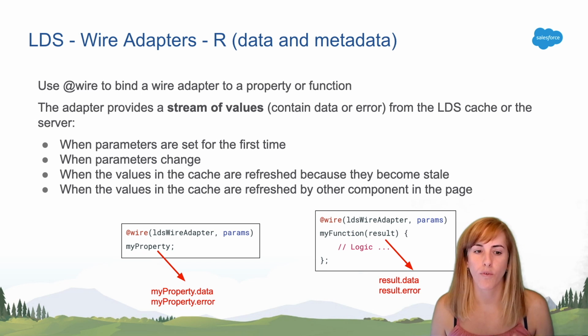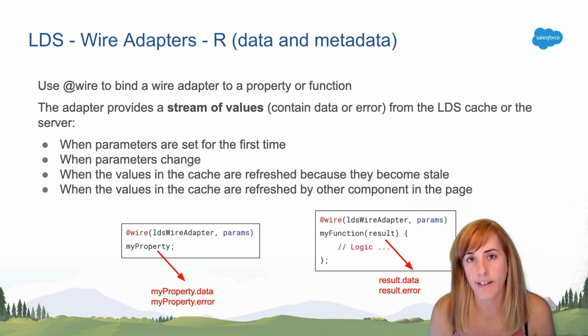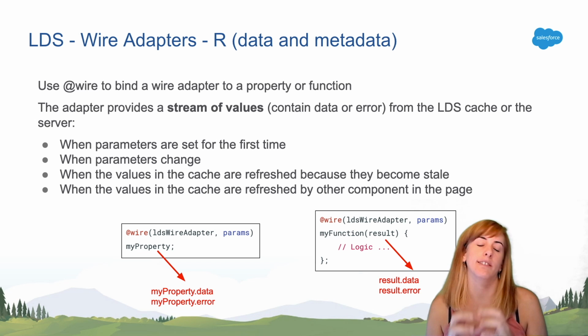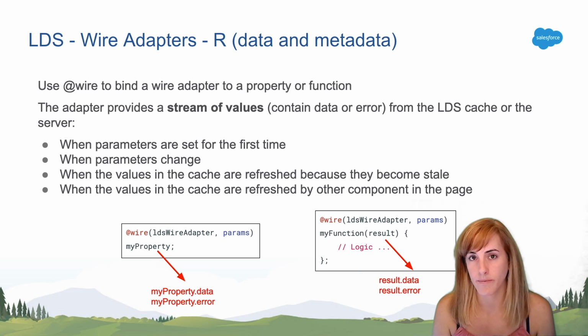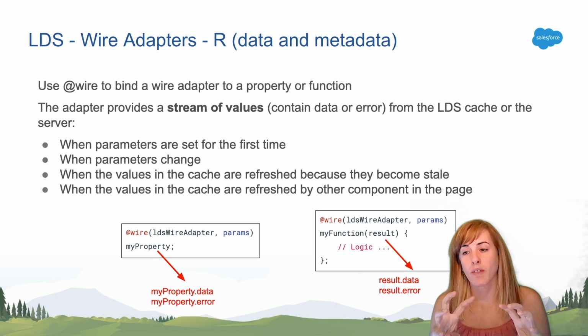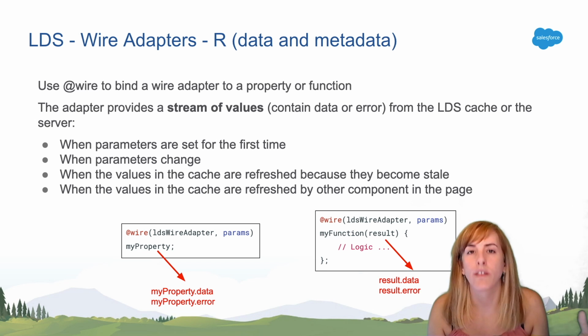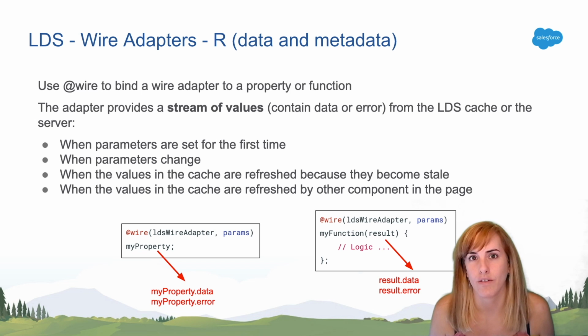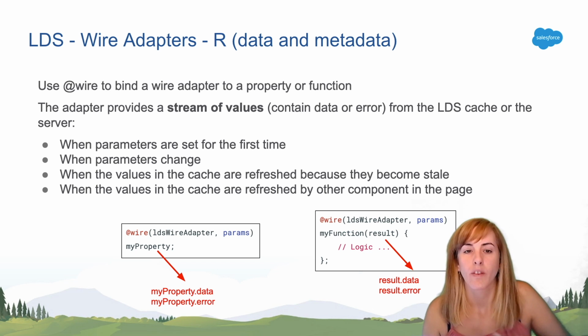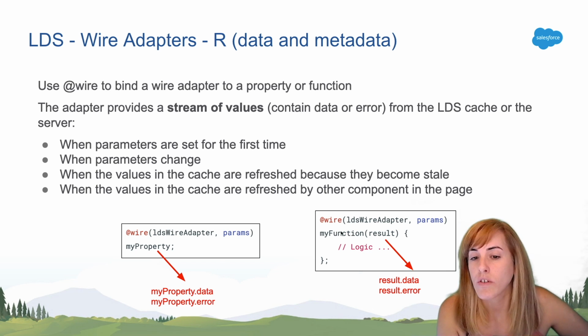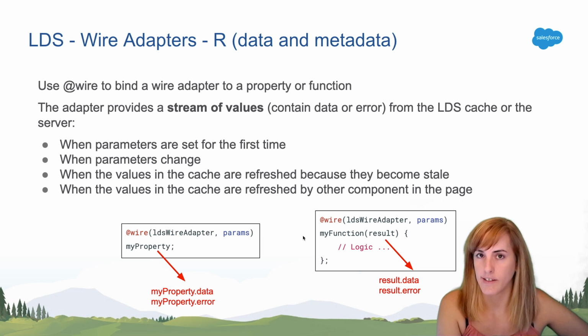This is super useful because these properties are reactive, same as track properties or API properties. So every time that the service provides a new value to that property, the component is going to re-render and show the new value, right? It's super useful. As I said, a function can also be decorated instead of a property.